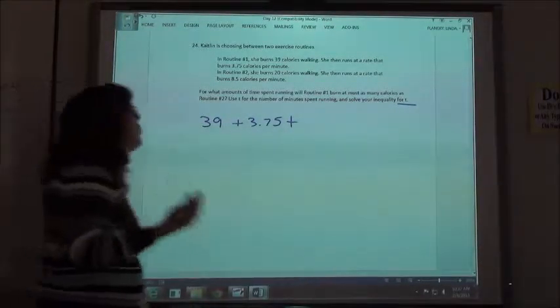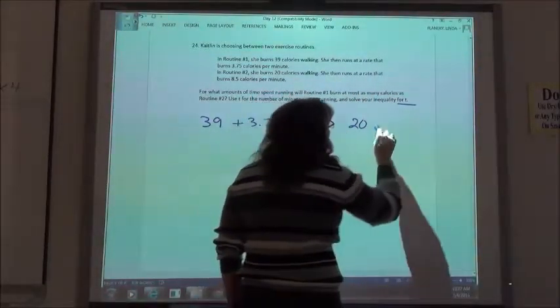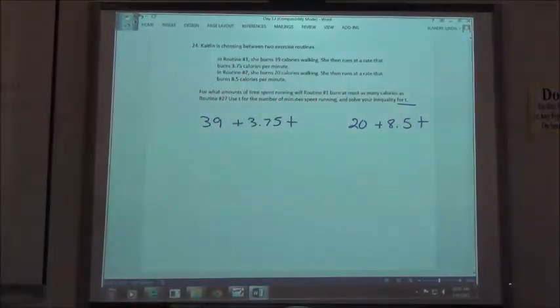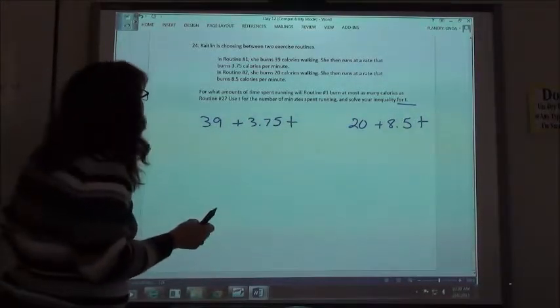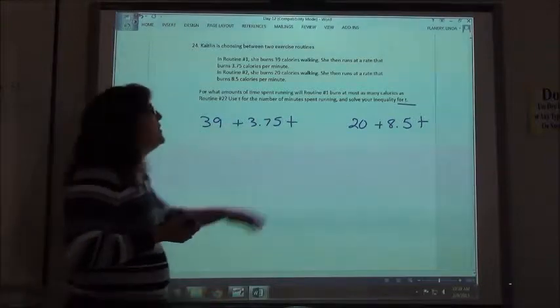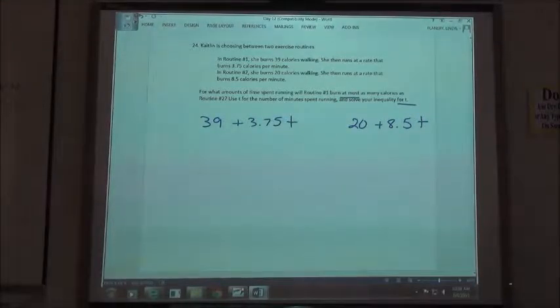Routine 2, she burns 20 calories walking. Then she runs at a rate that burns 8.5 calories per minute, so plus 8.5 T. For what amount of time running will routine 1 burn at most as many calories? That doesn't even sound right, but I'm sure it was supposed to say at most in there. At most as many calories as routine 2. So routine 1 wants to be at most as routine 2. So if we're going to have at most, what symbol did we have in there for at most? Less than or equal to.